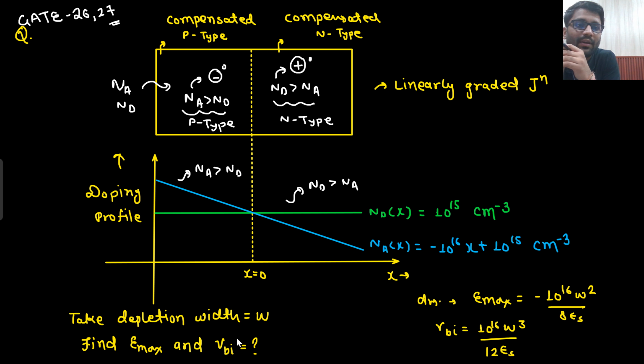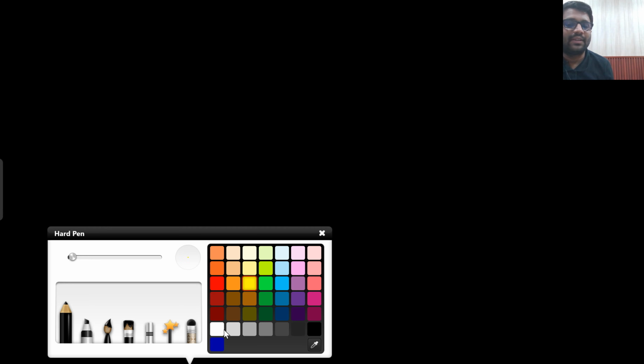So what did I tell you? I will always draw rho V of x. My target is drawing volume charge density. If I am able to draw volume charge density, then my problem is solved. What is my target? My target is drawing rho V of x versus x. That's it. This is my target. So how will I draw it? First, I will always think of Nd(x) minus Na(x).